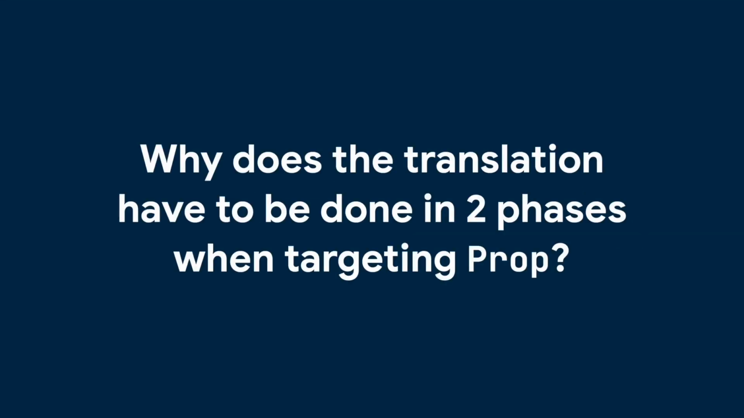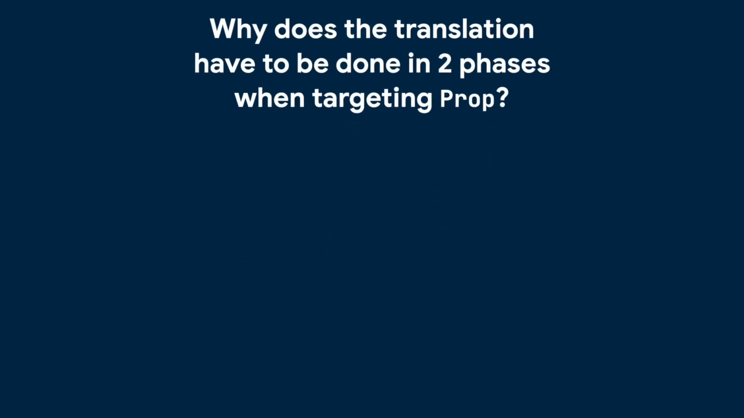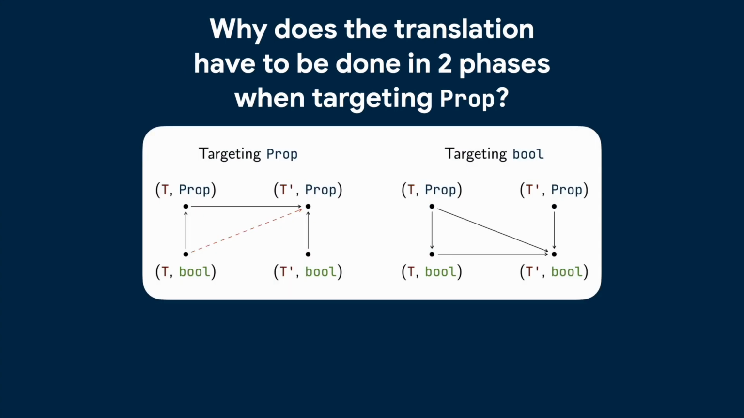Why does the translation have to be done in two phases when targeting prop? Okay, so this is a quite technical question that comes from the documentation on the website. So when you target bool, you just have to replace your relation with some Boolean relation and call recursively. And if everything works, you just have to add some equals true somewhere to make sure the typing is correct. In the other way, you need to translate an applied relation with an equal true or false at the end into some prop relation. So this is not exactly the same.